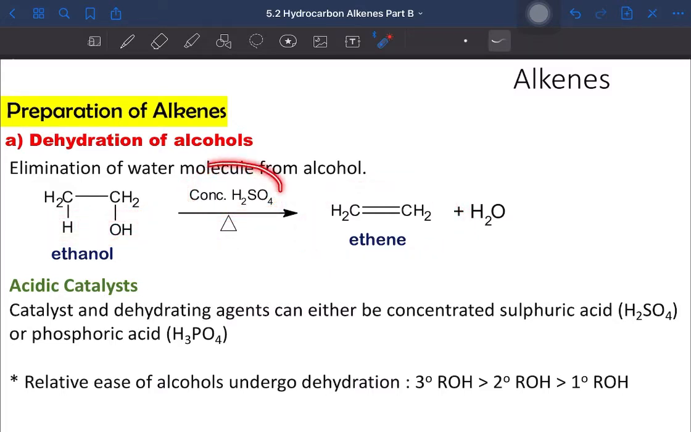This concentrated sulfuric acid will act as the catalyst and dehydrating agent to form an alkene from the dehydration of alcohol. Besides sulfuric acid, we can also use phosphoric acid as the acidic catalyst. The relative ease of alcohol to undergo dehydration is from the tertiary alcohol. So tertiary alcohol is the easiest to undergo dehydration, followed by the secondary alcohol and the primary alcohol.